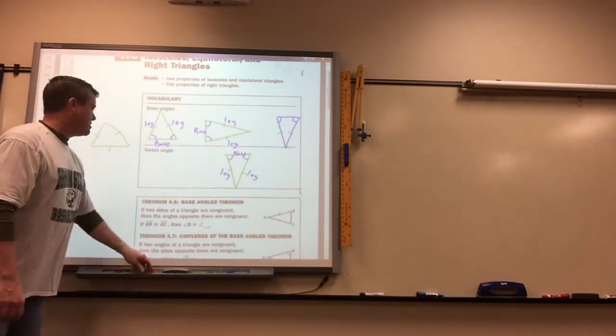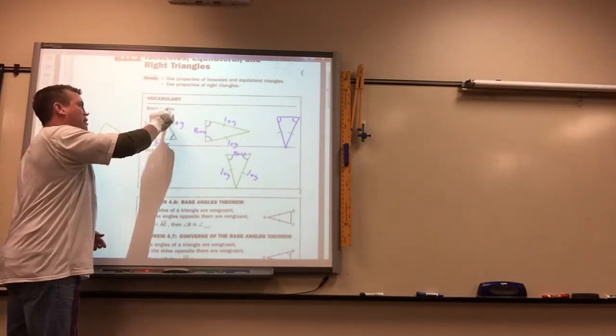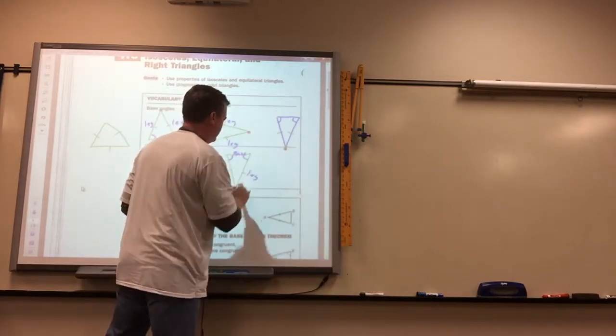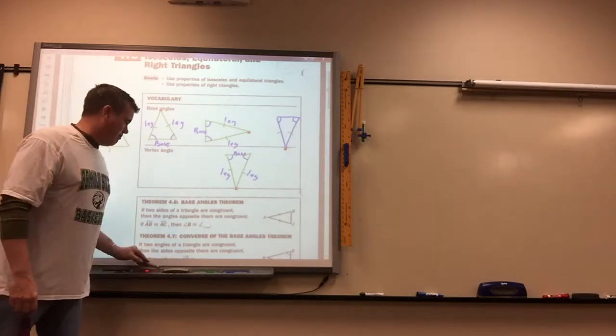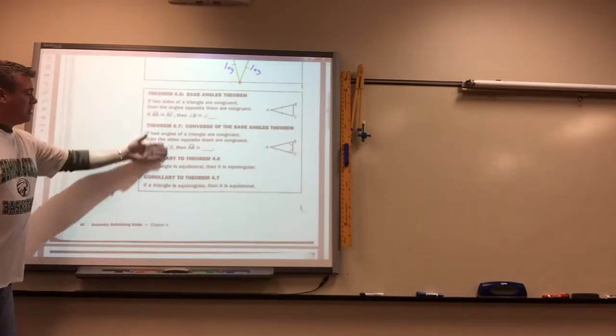The vertex angle is the angle that the two legs are hooked to. So opposite the base is considered the vertex angle. So those are the theorems right here.